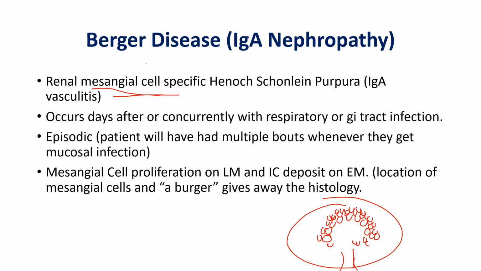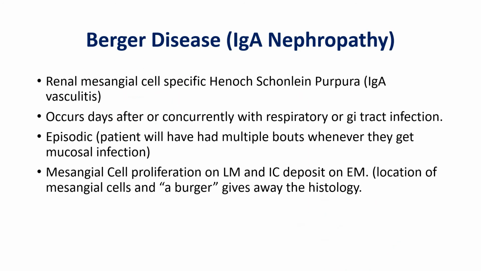So this is a nephritic syndrome that targets renal mesangial cells, and it's a kidney-specific form of Henoch-Schönlein purpura, because Henoch-Schönlein purpura is a body-wide IgA vasculitis. Okay, so I said all that so now we can go through the rest of this. This occurs days after or concurrently with a respiratory or GI tract infection.